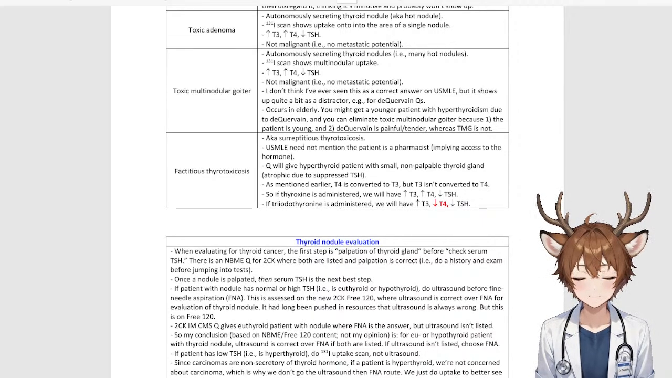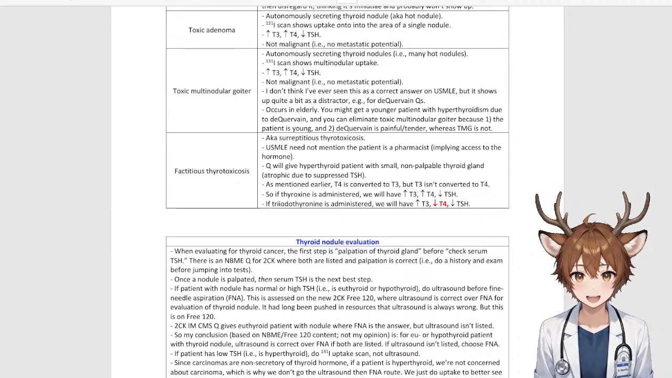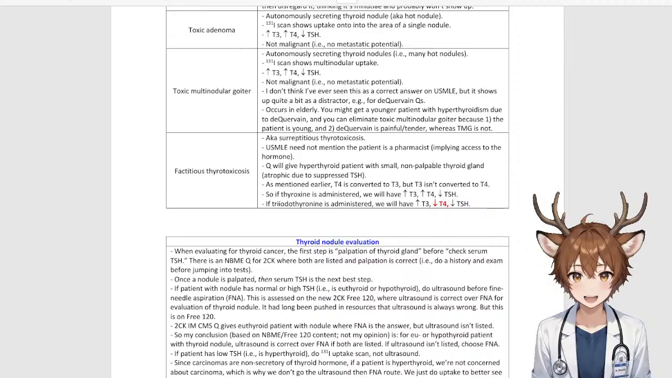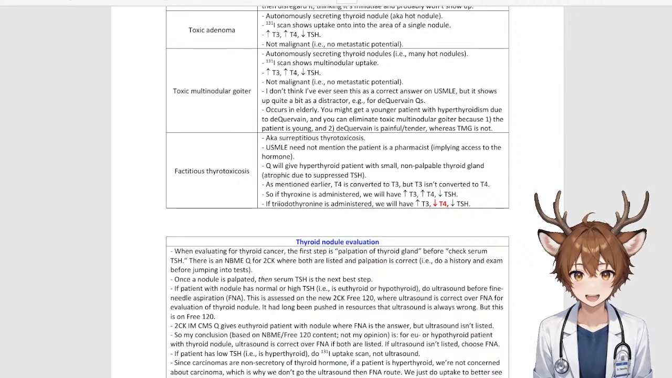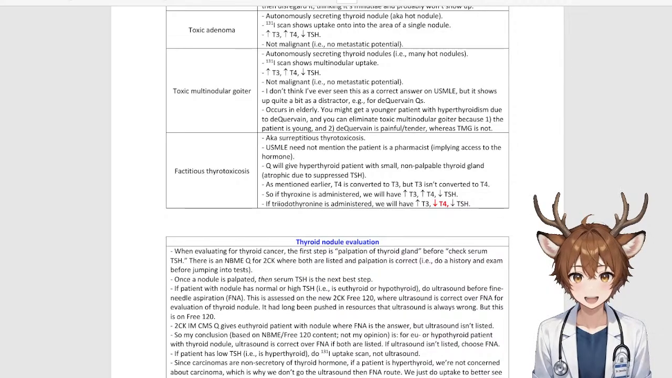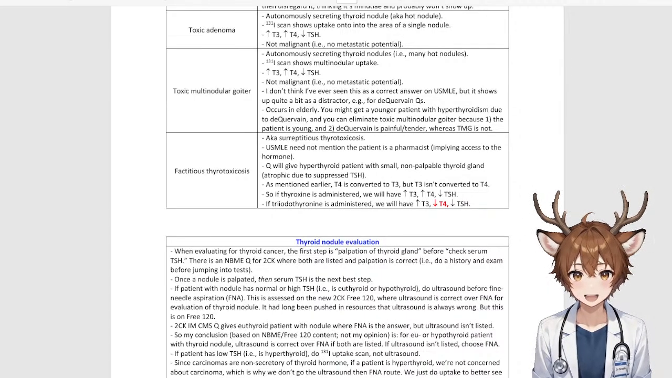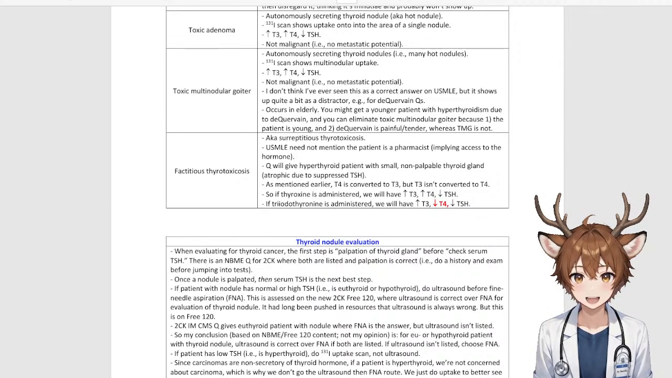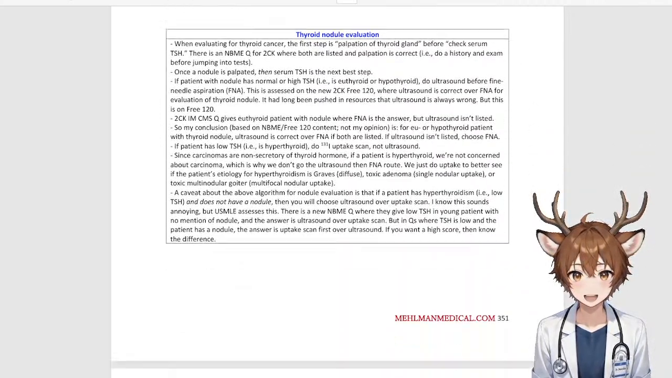As mentioned earlier, T4 is converted to T3, but T3 is not converted to T4. So if thyroxine is administered, we will have elevated T3 and T4, but decreased TSH. If triiodothyronine is administered, however, we will have an elevated T3, a significantly decreased T4, and a decreased TSH. And that makes sense because T4 is converted to T3, not the other way around. So that makes sense.